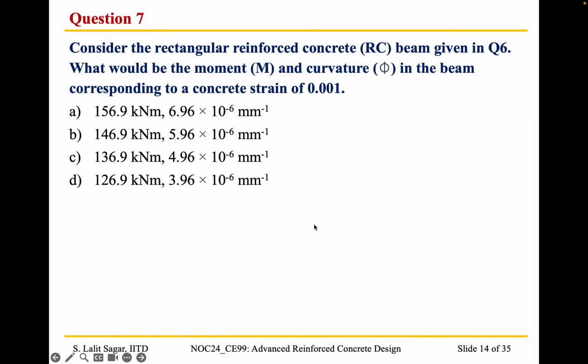So in the previous question we considered a strain value of 0.0005. Now what will be the value of moment and curvature corresponding to strain of 0.001? Okay, kindly take 1 or 2 minutes and see if you can obtain the value of x, the neutral axis depth, because once you are able to determine the value of x, then the problem becomes very simple, very straightforward. Okay, kindly take 1 minute for this.